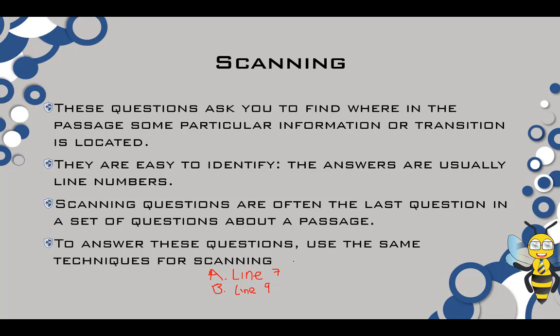Okay, so normally this is going to be question number 10. To answer these questions, use the same technique for scanning. Remember, you have to look for specific words, but in this case, you are not going to look for keywords in the answer choices, because the answer choices say line 7, line 9, line 15, etc. You have to look for keywords in the question. You read the question, select some keywords, and look for those keywords in the reading.